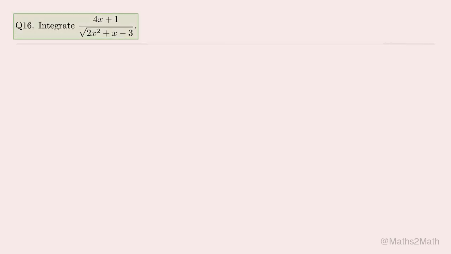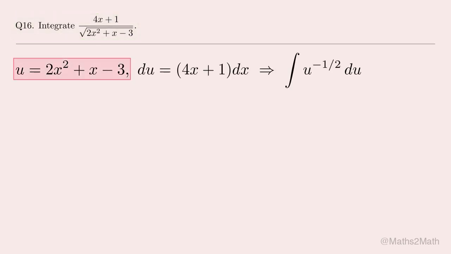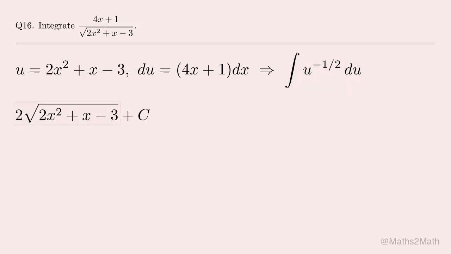Question 16. Compare the numerator with the quadratic's derivative. They match exactly. The derivative of 2x squared plus x minus 3 is 4x plus 1, pure power form. Twice the root.